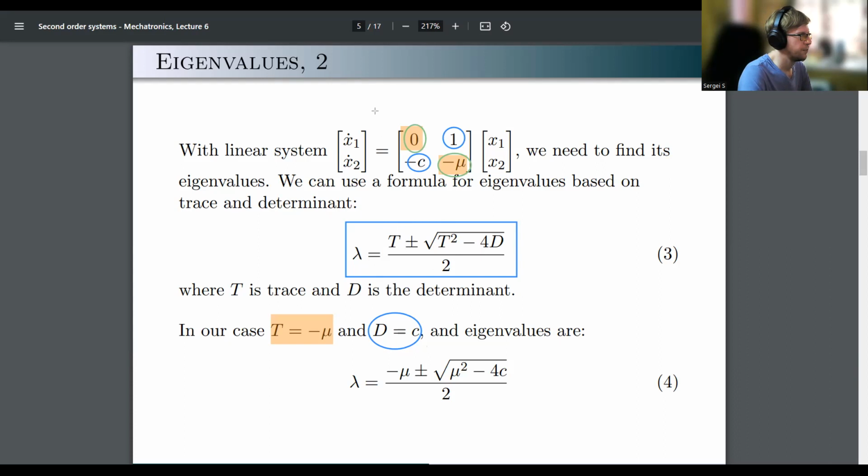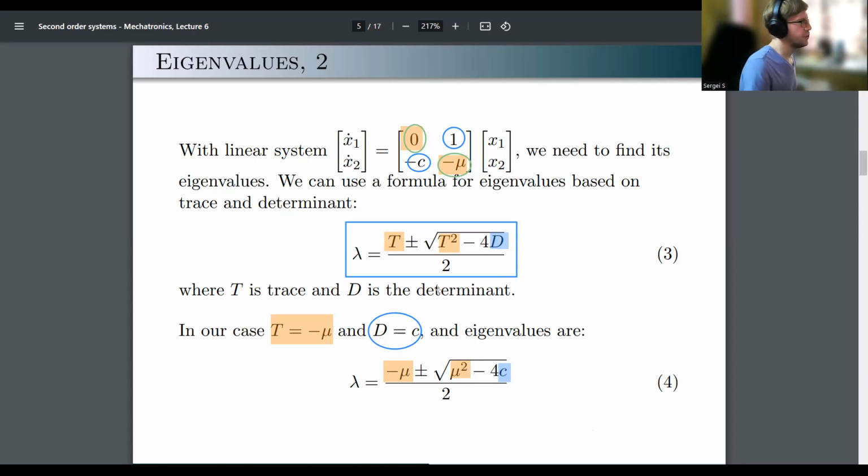Here, let me just go stage by stage. So instead of t, trace, we will get minus mu, right? Instead of t squared, we would get mu squared, right? Instead of d here, we get c. And that is it, right? Quite simple. So minus mu plus or minus the square root of mu squared minus 4c, divided by 2. That is the eigenvalues of the system.